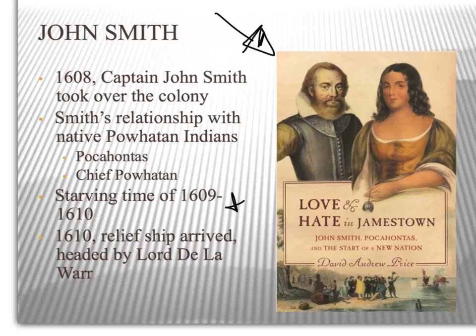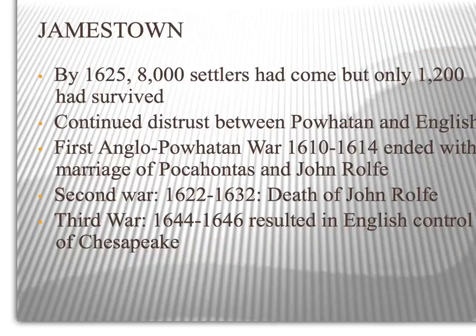One of the more important times, right, was the starving time of 1609 to 1610, when the entire colony almost perished. But 1610, a relief ship arrived, headed by a guy by the name of Lord Delaware. Of course, one of the things that we'll talk about with him is his relationship with Pocahontas, too. We'll talk about that in class. Not that type of relationship, but what he did. So by 1625, 8,000 settlers had come, but only 1,200 had survived, but that's still a lot.